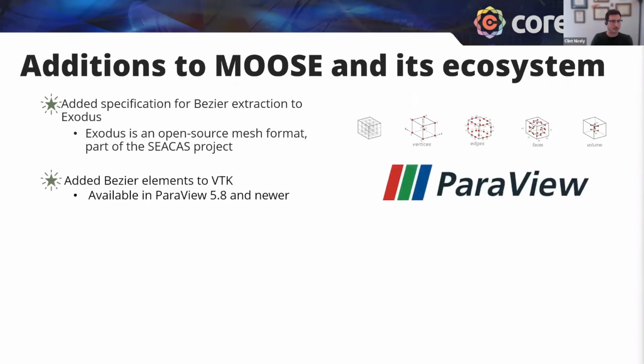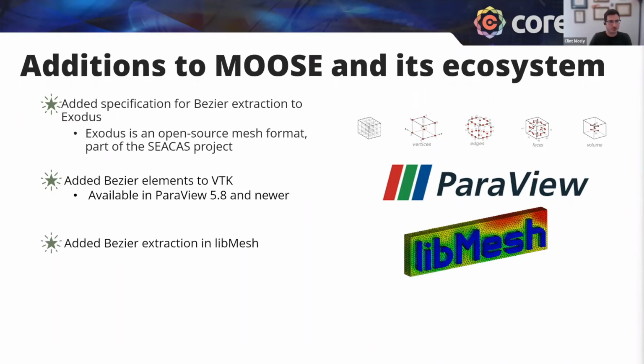Another capability that we've added is in ParaView. We've made ParaView capable of modeling the Bezier elements within its architecture, so it can pull up and visualize Bezier elements. So you can now build Bezier elements into Exodus, you can look at them in ParaView, and you can also now have Bezier extraction in libMesh as well.